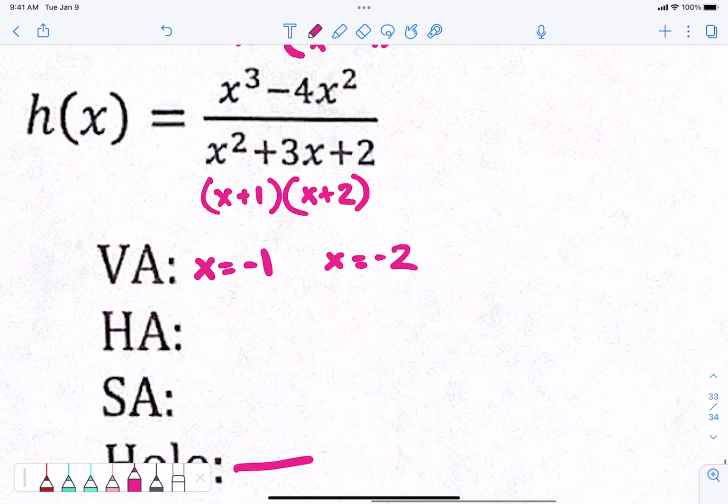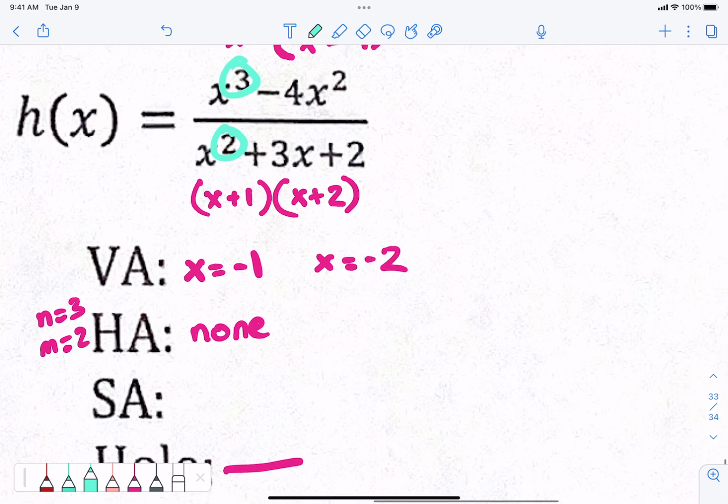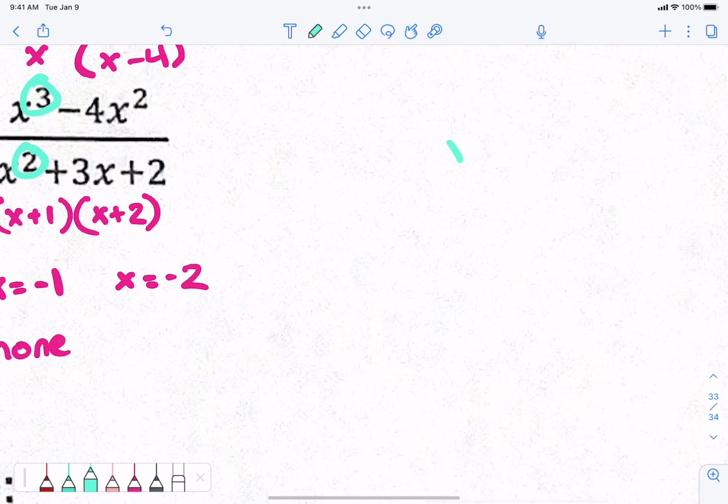Horizontal asymptote: N equals 3, M equals 2. So it has none. Will it have a slant? I don't want it to, but it does. If the N is 1 larger than the M, it will have a slant. So that means yes. How do you do that? I think it doesn't today. Okay.